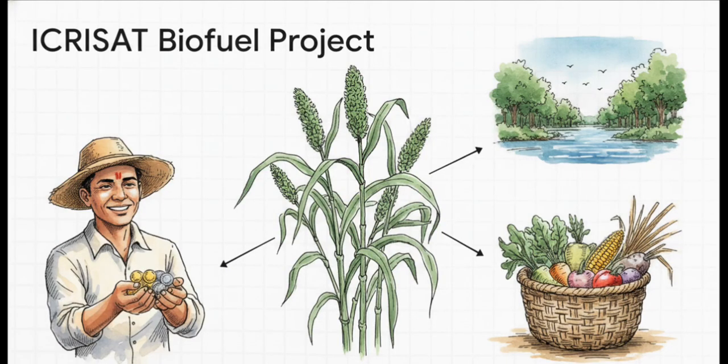This is one of my favorite real-world examples of this in action. The International Crops Research Institute for the Semi-Arid Tropics, or ICRISAT, ran a project in India focused on a biofuel crop called sweet sorghum. By analyzing and strengthening that specific value chain, they hit the absolute jackpot. They boosted incomes for the rural poor, protected the local environment, and managed to maintain food and fodder security all at the same time. Optimizing a chain literally changes human lives.